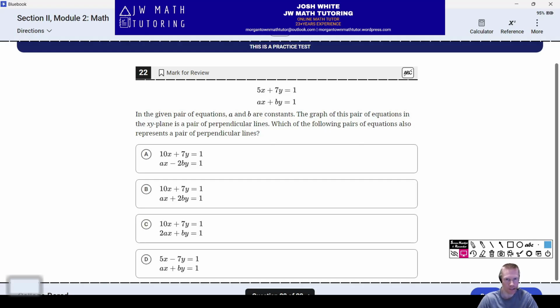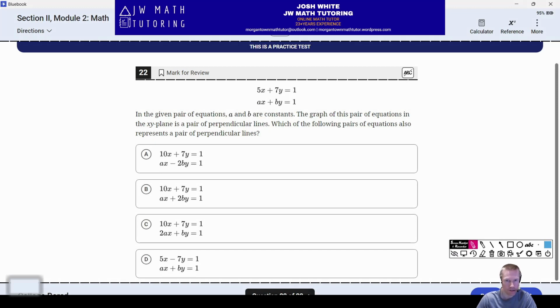All right, so with all that being said, this problem also is a repeat question. It's from one of the linear paper tests, 1 through 3. I don't remember exactly which one, but we have two lines that are perpendicular, and we want to know which of these other two pairs of lines will also be perpendicular as well.